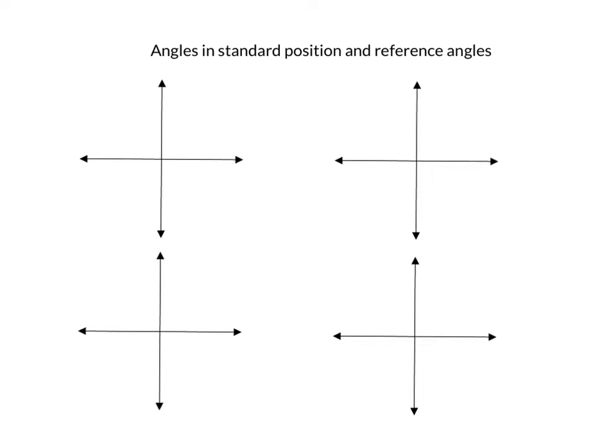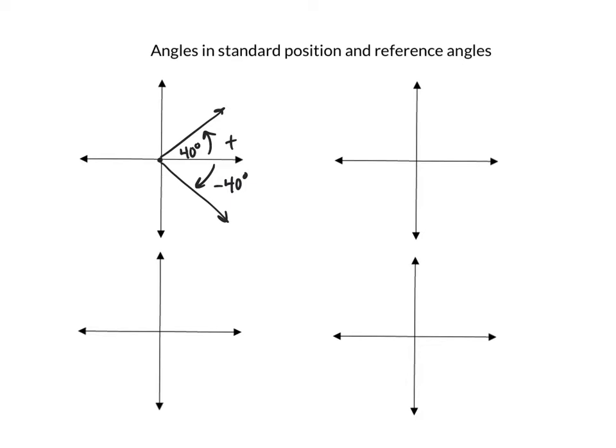In trigonometry, angles are in standard position if they're placed on the coordinate plane, rotated about the origin. So if I go this direction, the angle is positive. Maybe it's positive 40 degrees. If I go the other direction, then it is negative. This would be, say, negative 40 degrees. So going counterclockwise is positive, and going clockwise is negative.